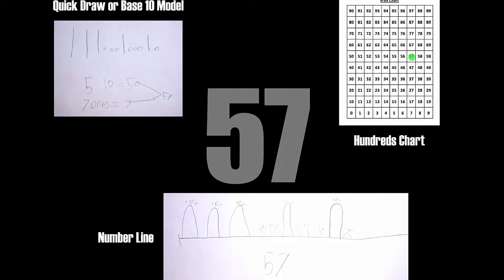Or students could model this thinking on a number line where they could do a big jump for 10 and a little jump for 1. Lots of different ways that we can build this understanding with this standard. So we've looked at what this looks like with addition. What might this look like with subtraction?